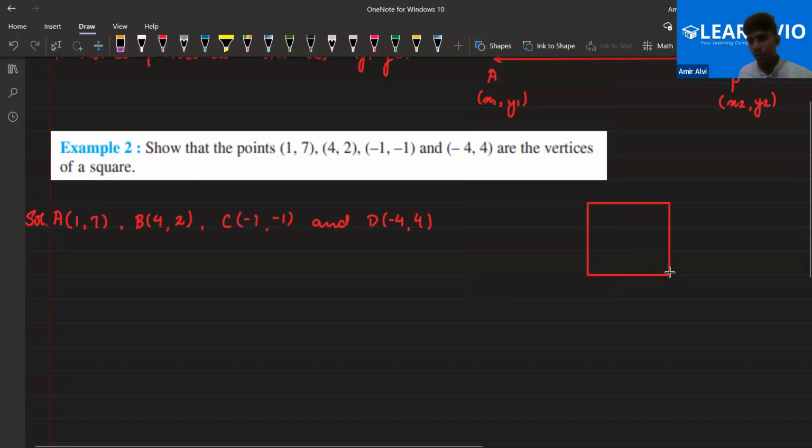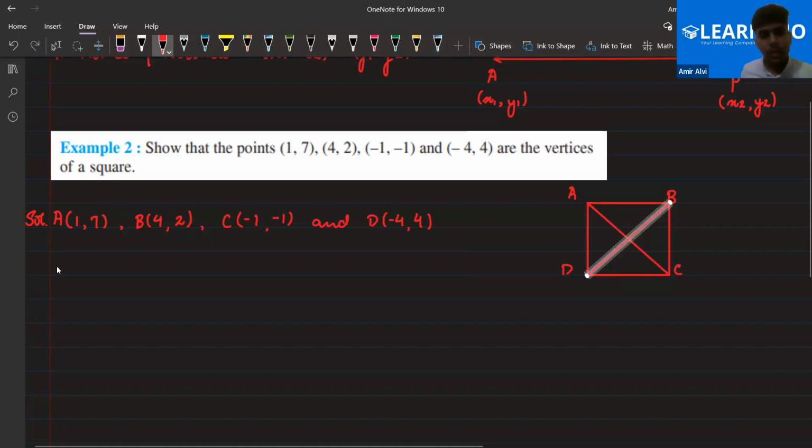So let me draw a square like this. So this is a square. So A, B, C, and D are equal, right? And the diagonals are also equal to each other. Is that clear, Gianna? This is a very simple topic. In this, you just have to calculate the distance only, right?